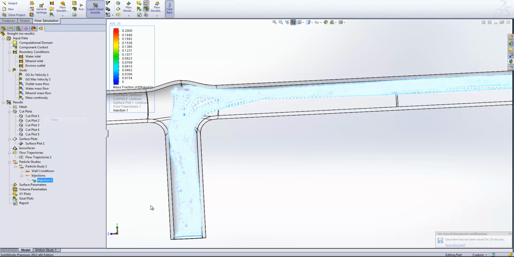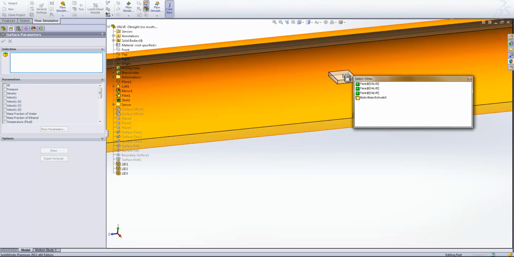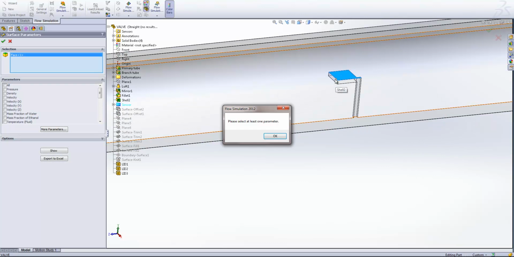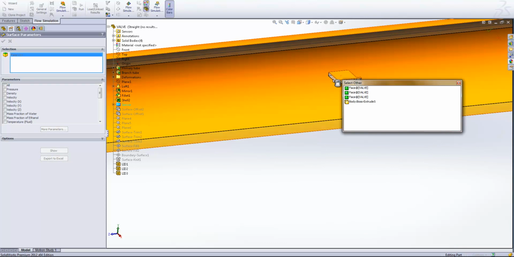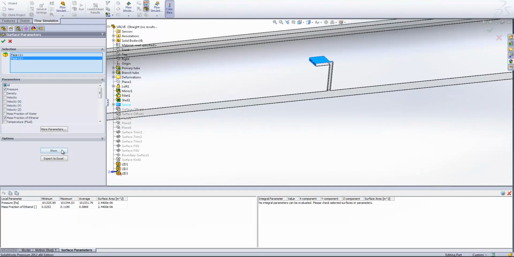So let's hide that. Next we can use the surface parameters, and we can grab, say for example, I'm just going to select a couple of faces on the sensor here. So I'm going to grab the top and the front face there, and we're going to have a look at the pressure and perhaps the mass fraction of ethanol on that sensor. So if I click show, what the system's going to do is calculate the minimum, maximum and average mass fraction values on that sensor surface, and also the pressure. So that pressure we might be able to use in order to work out what forces are acting on the system.